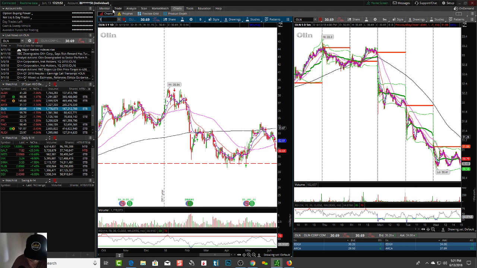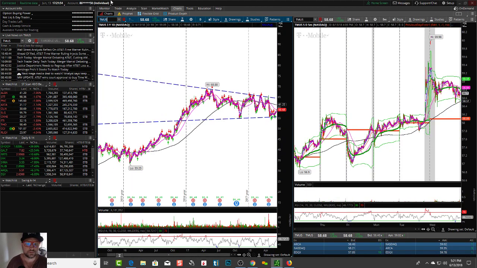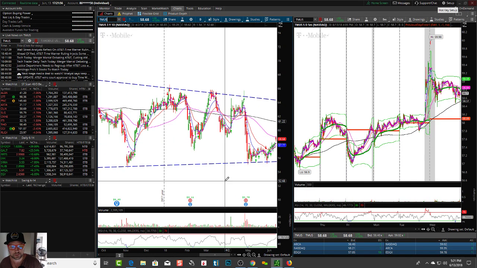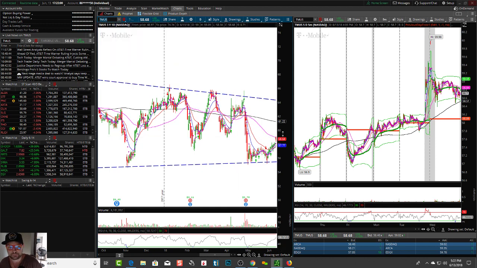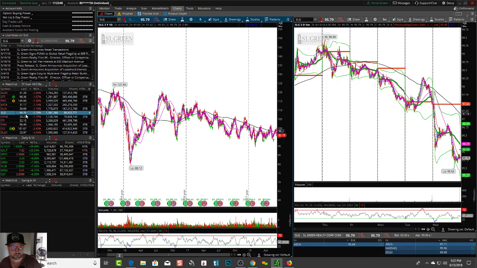TMUS for a swing trade. Let's see. So this one's a bit difficult. It's rejecting over that 50 SMA right now, so it needs to get above that. Possible if it can get above that 50 SMA. All right, guys, keep throwing them out there. Keep throwing out some swing trades for me. Help get me through here. Let's get some on the watch list.